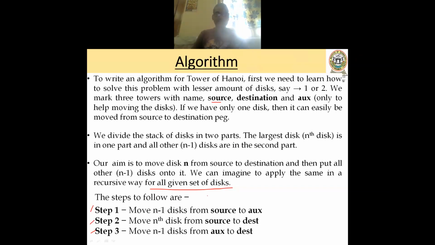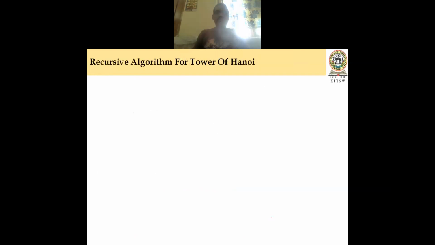In the first step, we have to move n minus 1 disks from source to auxiliary peg or auxiliary tower. And then the second step is to move the nth disk from the source to the destination. And in the third step, move the remaining n minus 1 disks from the auxiliary to the destination. So these are the 3 steps which are required to solve this particular problem.